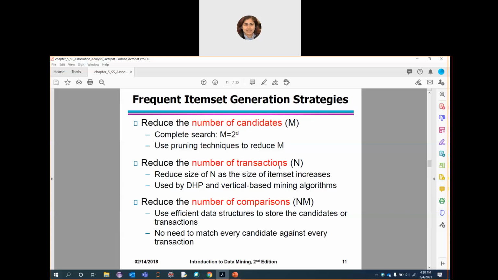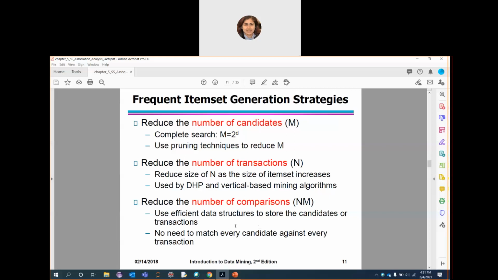Then another strategy is reducing the number of transactions. If you reduce the number of transactions n, then as the size of the candidate item set increases, a lesser number of transactions will be supported by the item set. Then comes reducing the number of comparisons.